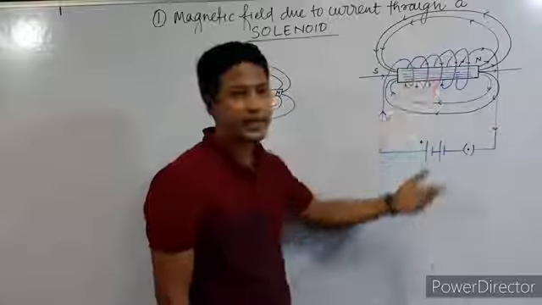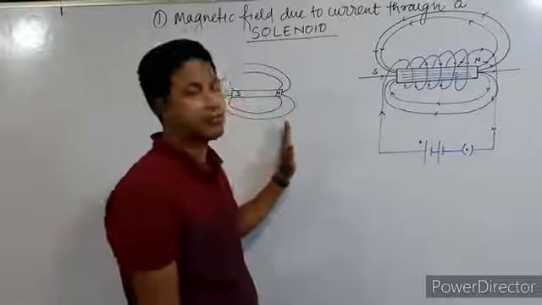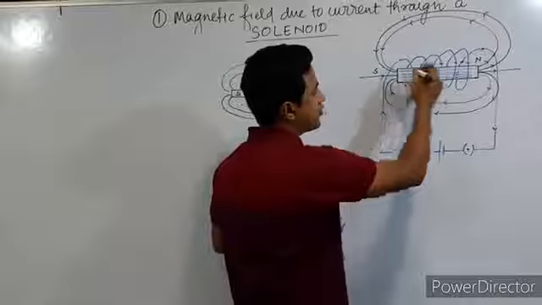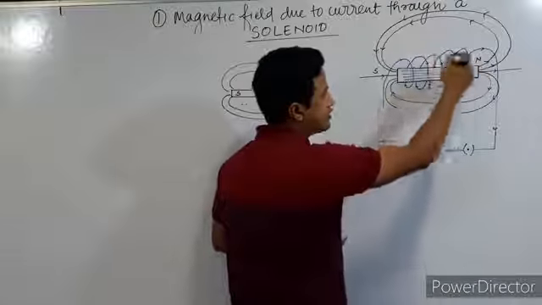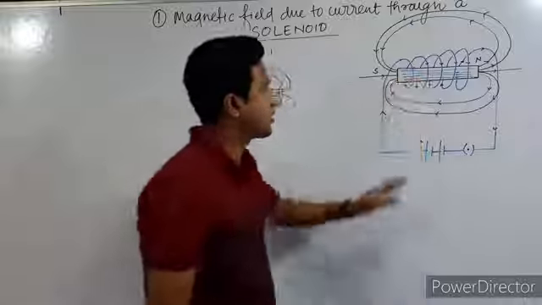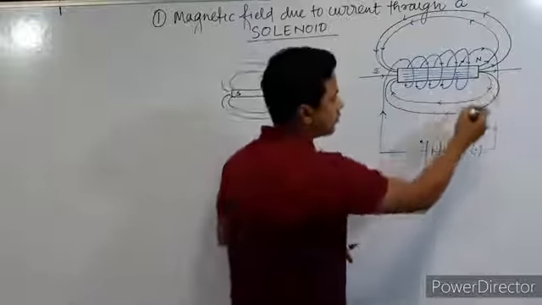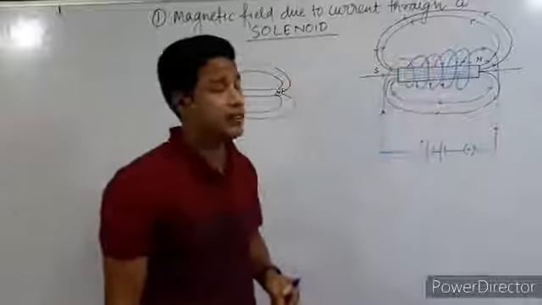This will create a big magnetic field, and this will behave like a bar magnet. You can see here, this is the concept of a solenoid. It is formed like a cylinder, and it will create a magnetic field like a bar magnet. You can see here, it starts from the North Pole and ends in the South Pole.